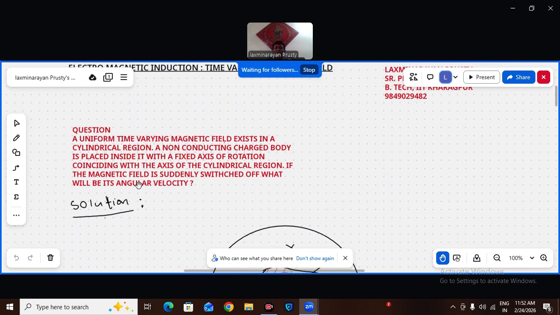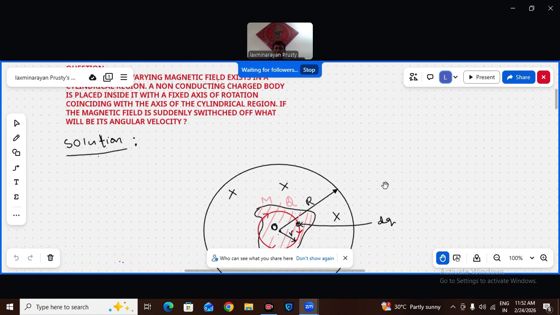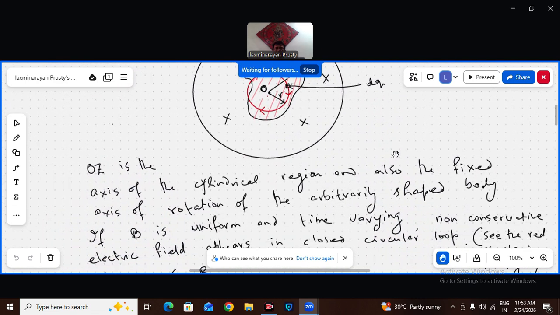So now the magnetic field B is suddenly switched off. What will be the angular velocity? You might have done this type of questions, but I'm making it a bit more generalized.